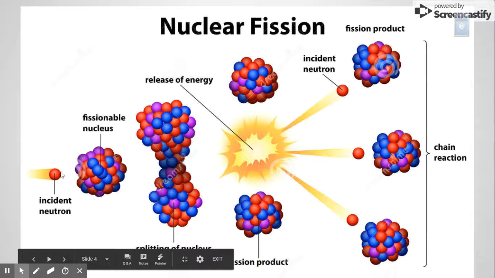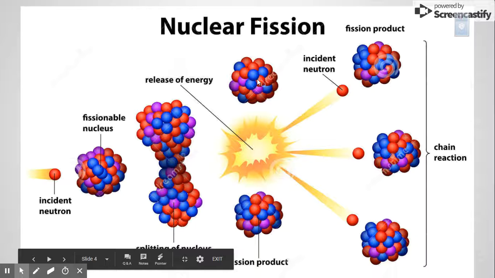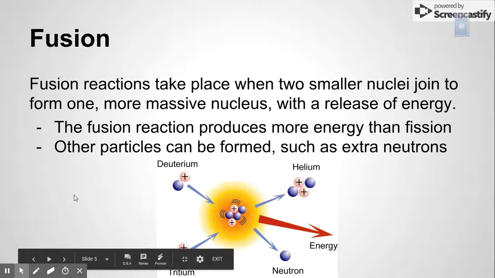So here's an example of one coming in, hitting this fissionable nucleus. It splits the nucleus. There's the energy, there's the products, and then these can hit another one, and this whole thing starts over again. So that's really pretty simple.